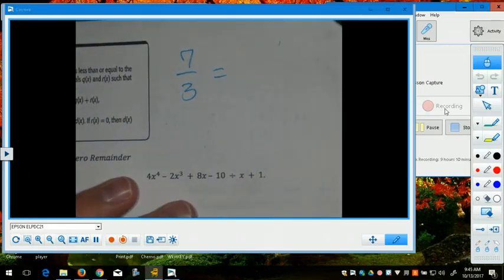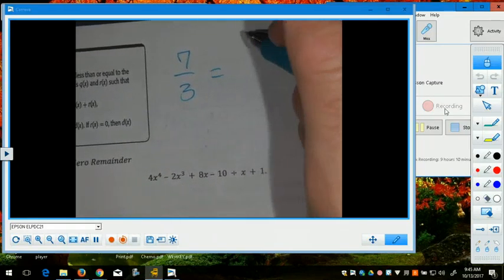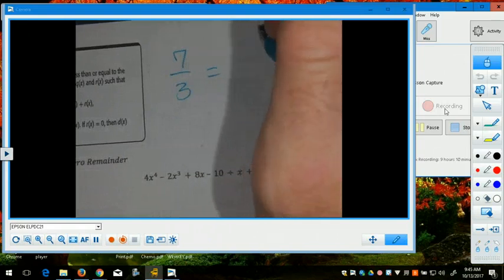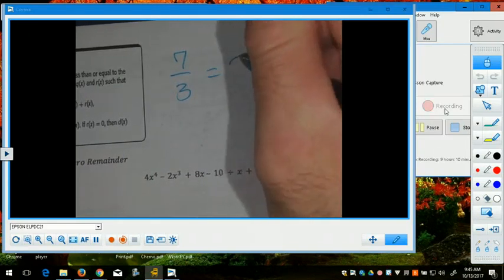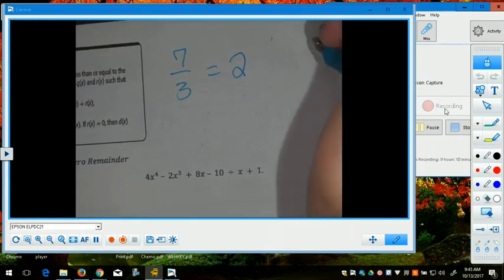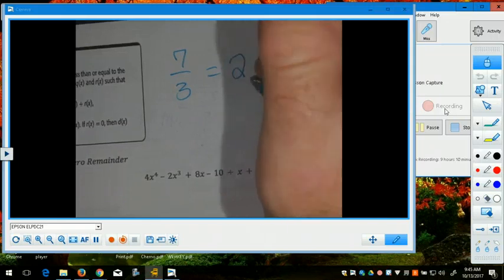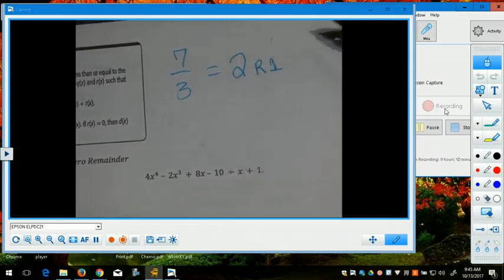It goes in how many times? Somebody said 2.5. Oh my goodness. Okay. How many times does 3 go into 7? 2, right? Because 2 times 3 is 6. So how many am I off by? I'm off by 1, right? So do I say 2 remainder 1?